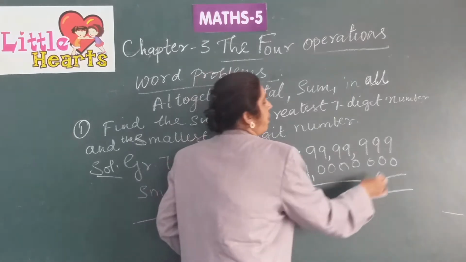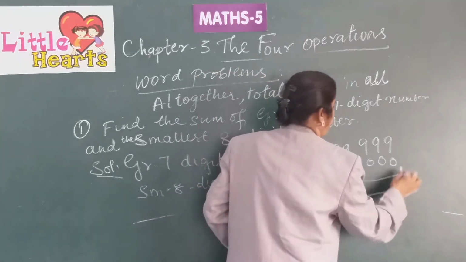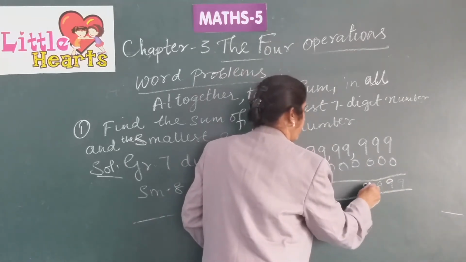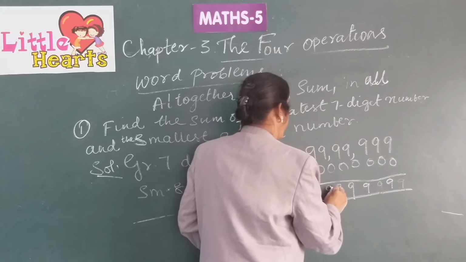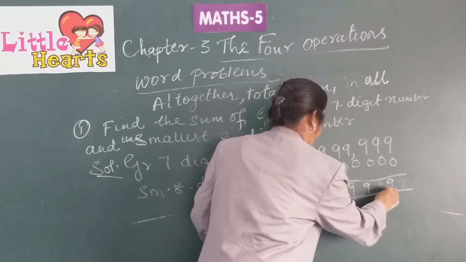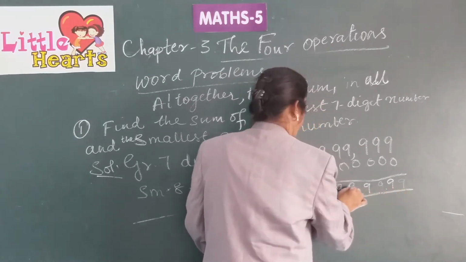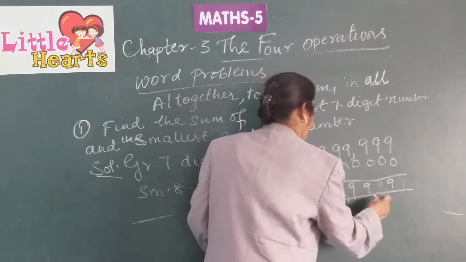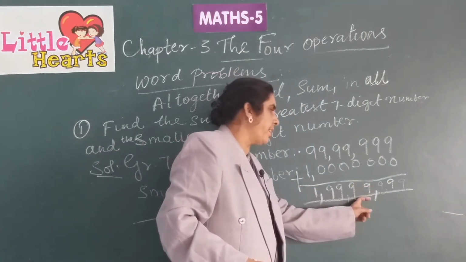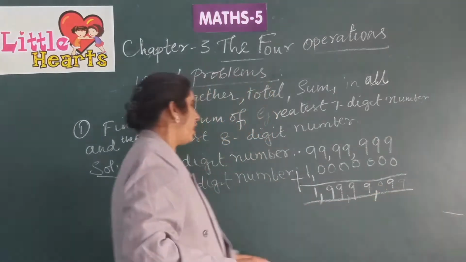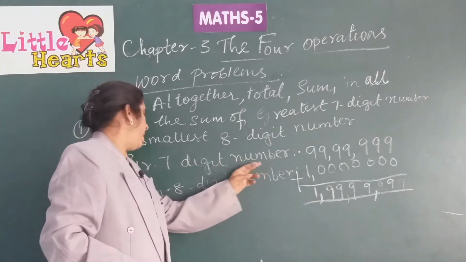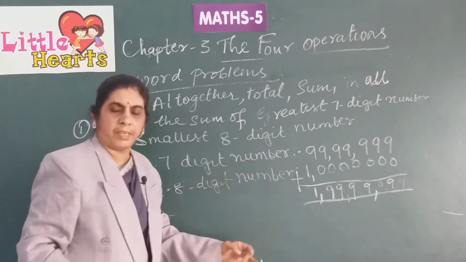Add these two. We know that 0 plus 9 is 9. 0 plus any number is the same number. Bring down 9 here. So the sum is 1 crore. 1, 2, 3, 4, 5, 6, 7, 8. The sum is 1 crore 99 lakhs 99,999. That is the sum of the greatest 7-digit number and the smallest 8-digit number.